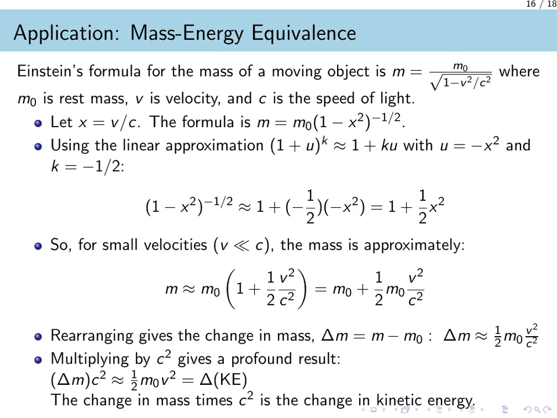After rearranging the resulting expression to isolate the change in mass, which we call delta m, we multiply both sides by c squared. This final step reveals that the change in mass times c squared is approximately equal to the object's change in kinetic energy, or the energy of its motion. Because the speed of light is so large, this means a very small amount of mass can be converted into a tremendous amount of energy. This shows that mass and energy are fundamentally interchangeable.